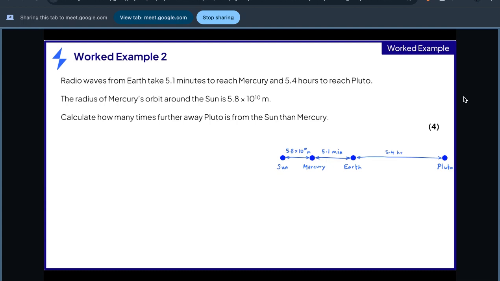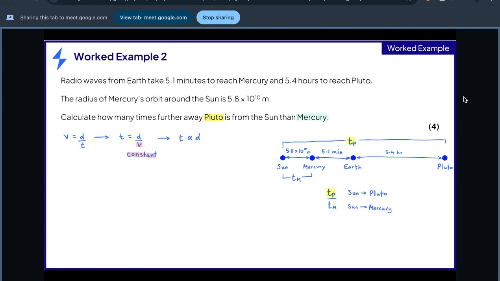We want to find the ratio of the distance between the Sun and Pluto and the distance between the Sun and Mercury. From the equation relating speed, distance, and time, and from the fact that the speed of light is a constant, we find that time and distance are directly proportional. This means that the ratio of the distances is equal to the ratio of the times. Therefore, we can work out the values of time, and we don't have to convert to distance. But we do have to convert the times into the same unit. For ease, minutes will be the simplest.